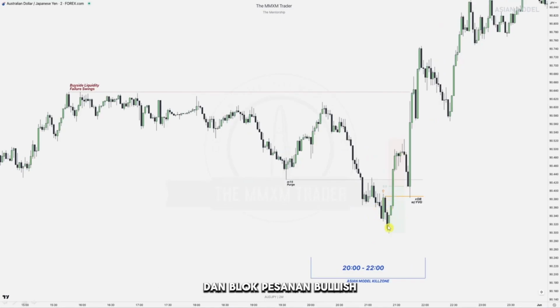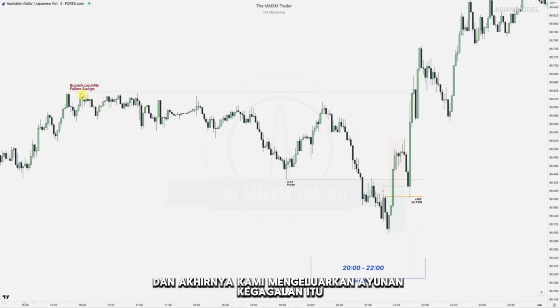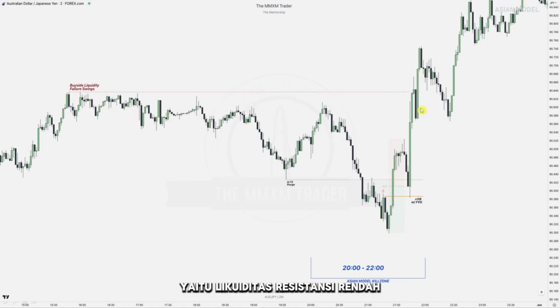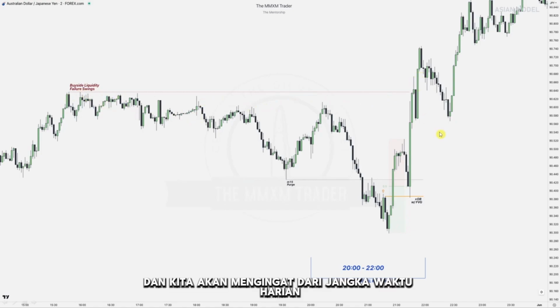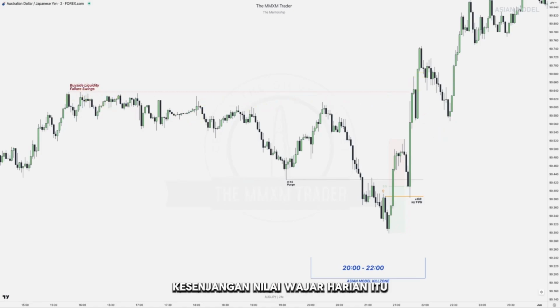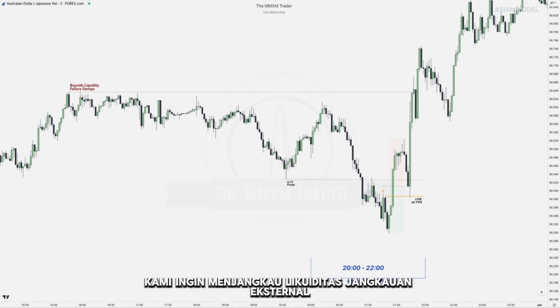That fair value gap and bullish order block combination is typically very strong, and it happens inside the kill zone, so time is matching up with price, and eventually we take out those failure swings, which is low resistance liquidity, and we're going, remember, from the daily time frame, from internal range liquidity, that daily fair value gap, we want to reach into external range liquidity.